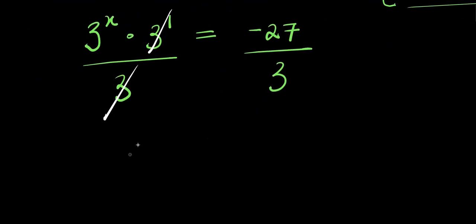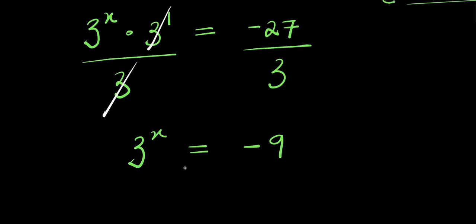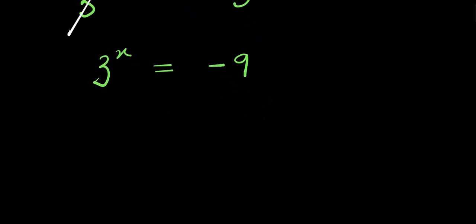So we have 3 power x equals negative 27 divided by 3, which is negative 9. So from here, I can express this negative 9 as the product of negative 1 and 9. So 3 power x equals negative 1 times 9.